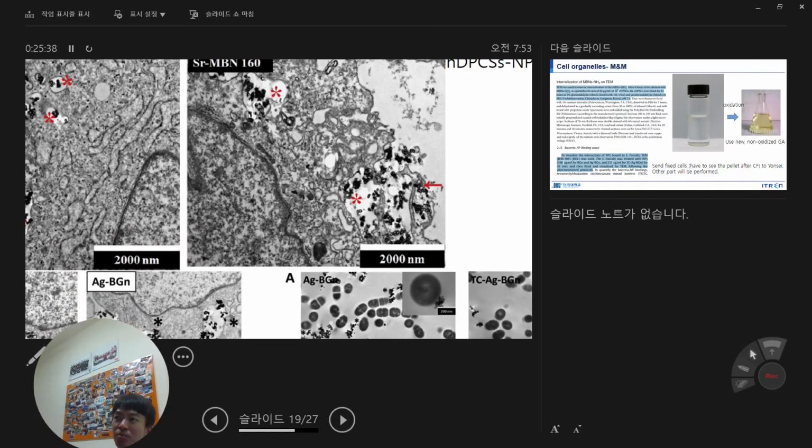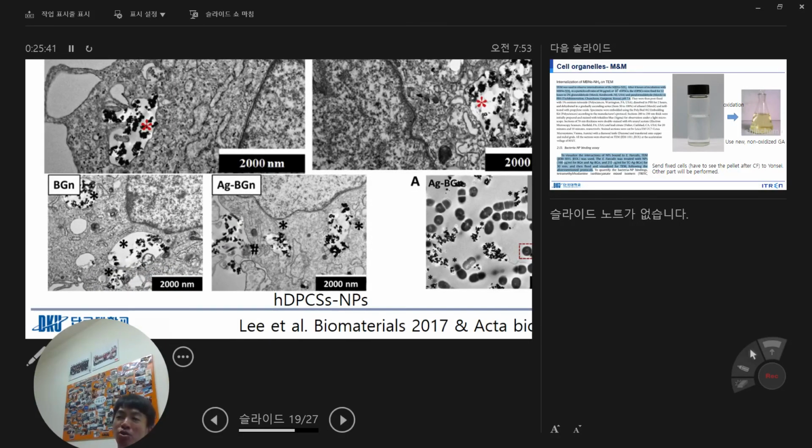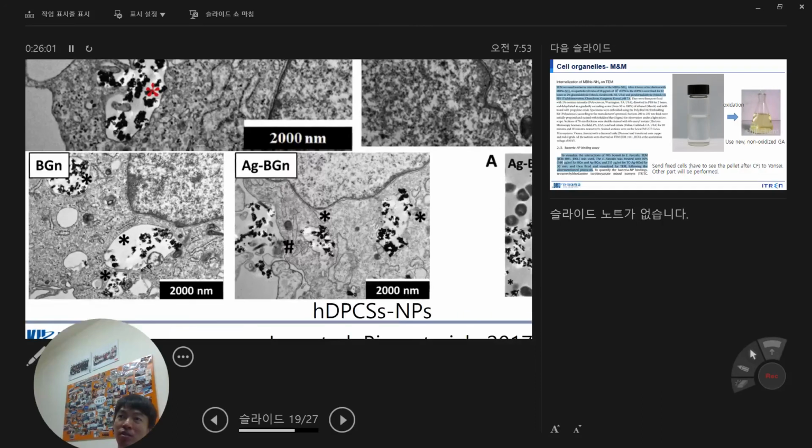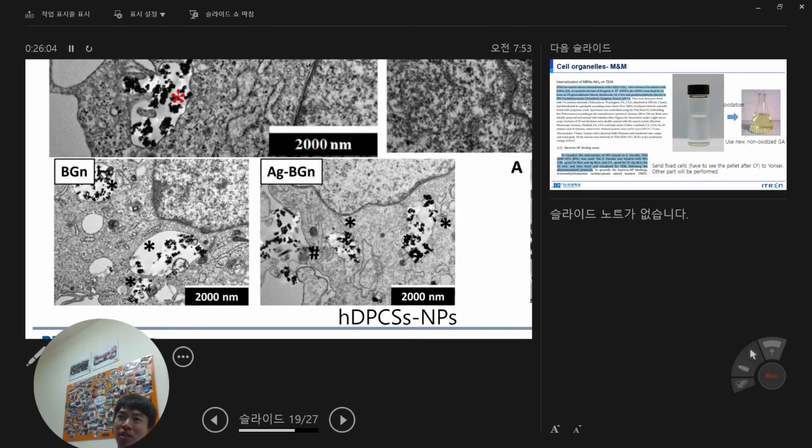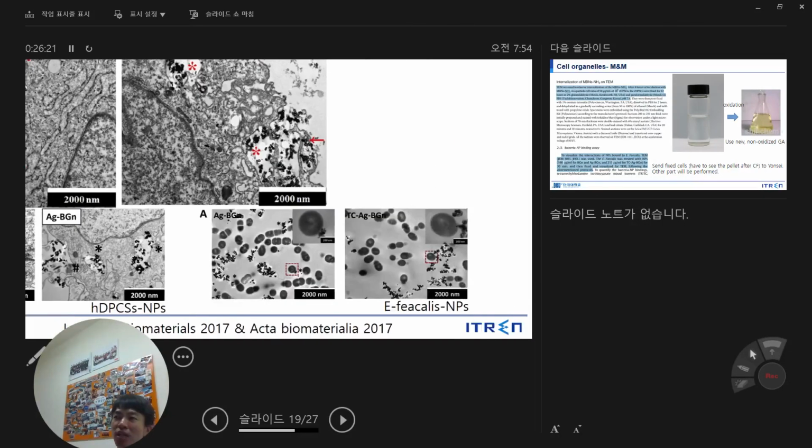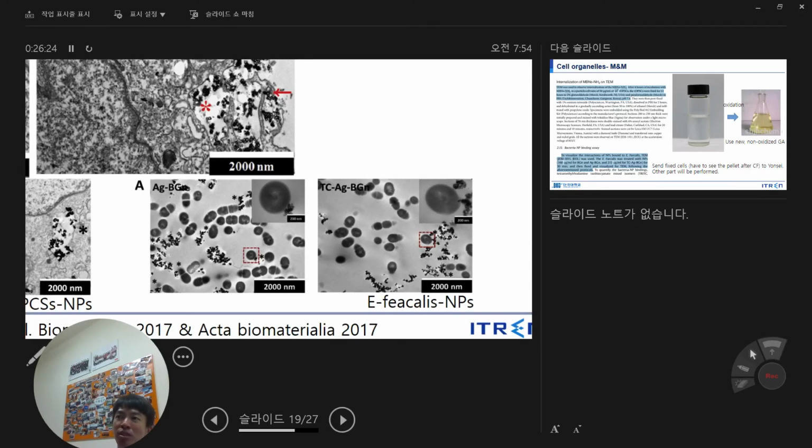Okay. And then I also treated silver-incorporated BGN, and in the same manner, I can detect this macropinocytosis. This is the nucleus, heterochromatin, euchromatin structure, nuclear membrane. And clearly, you can see this looks like ER, right? ER structure, rough ER maybe. Okay, like this. And then also you can see the interaction between nanoparticle and bacteria.